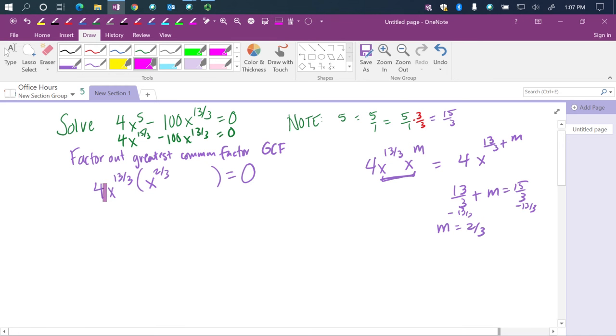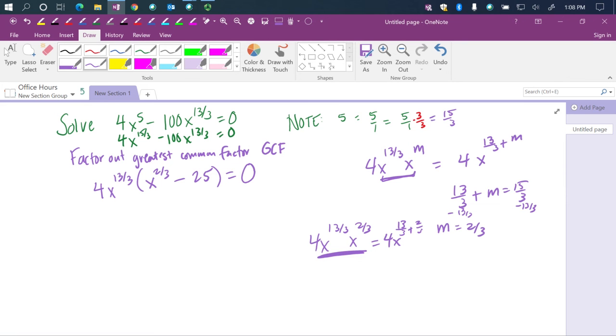So if we distribute 4x^(13/3) times x^(2/3), common bases multiplied together, we add the powers. This is 4x^(13/3 + 2/3), which is 15 thirds. Okay? And then we say, well, 4x^(13/3) times what gives me negative 100 times x^(13/3)? Well, we have a 4 right here, so 4 times what is 100? Well, 25. And we already have all of the x's we need. We have x^(13/3). There's x^(13/3).